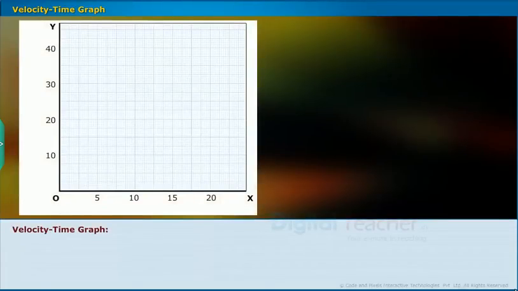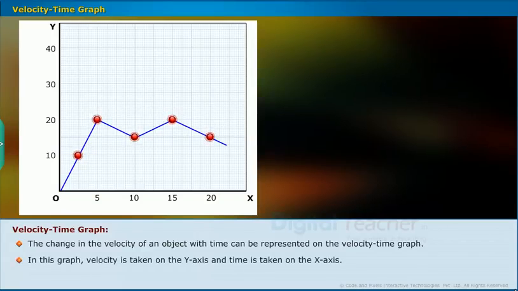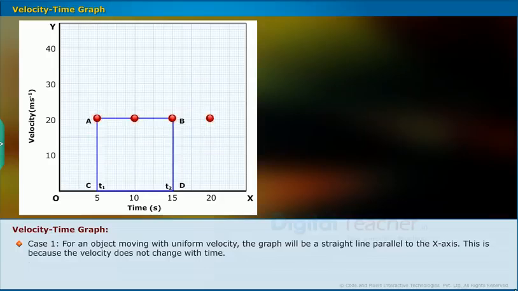Here we will know about the velocity time graph. The change in the velocity of an object with time can be represented on the velocity time graph. In this graph, velocity is taken on the y-axis and time is taken on the x-axis. Case 1. For an object moving with uniform velocity, the graph will be a straight line parallel to the x-axis. This is because the velocity does not change with time.